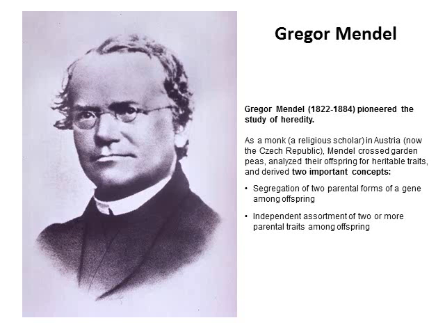He crossed garden peas and analyzed their offspring for these heritable traits. He derived two important concepts: the segregation of the two parental forms of a gene, so that each parent passes on a gene, and the independent assortment of two or more parental traits among offspring. Note that Gregor Mendel lived from 1822 to 1884.